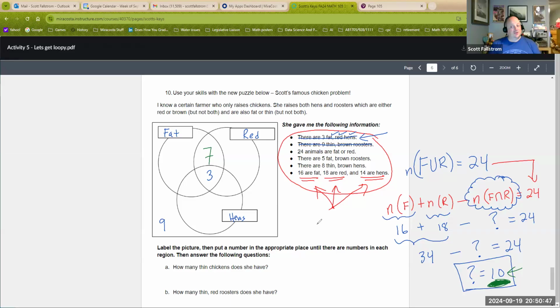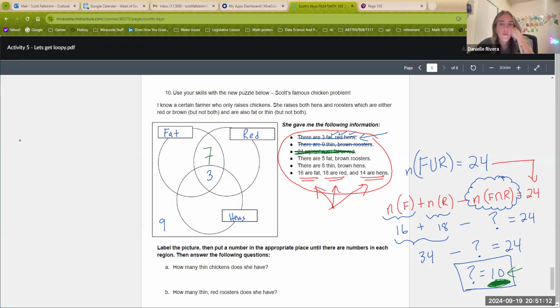Okay, so now let's check. Looking at this picture, are there 10 chickens that are fat and red? Yes. Because that's this whole region right here. And you look and you're like, I got a 7 in that and a 3 in that. Perfect. Okay, so we're looking good so far. Okay, so we just used that clue. What's our next clue?